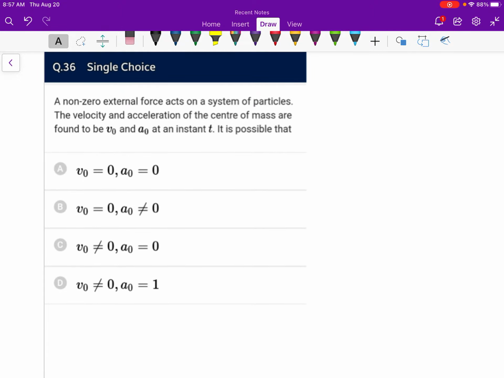A non-zero external force acts on a system of particles, so acceleration of the center of mass must be non-zero. Velocity may be zero, but acceleration must be non-zero, so B is the correct option.